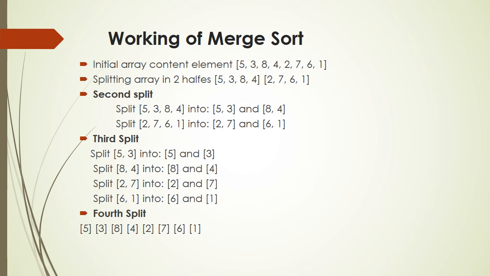It becomes 5, 3, 8, 4 as the first one, and the second one is 2, 7, 6, 1. Now we split these sublists further. 5, 3, 8, 4 becomes 5, 3 and 8, 4. 2, 7, 6, 1 becomes 2, 7 and 6, 1. We continue splitting until each sublist contains a single element. 5, 3 becomes 5 and 3. 8, 4 becomes 8 and 4. We split 2, 7 into 2 and 7, and split 6, 1 into 6 and 1. Now, at last, we have 5, 3, 8, 4, 2, 7, 6 and 1, each in its own list.